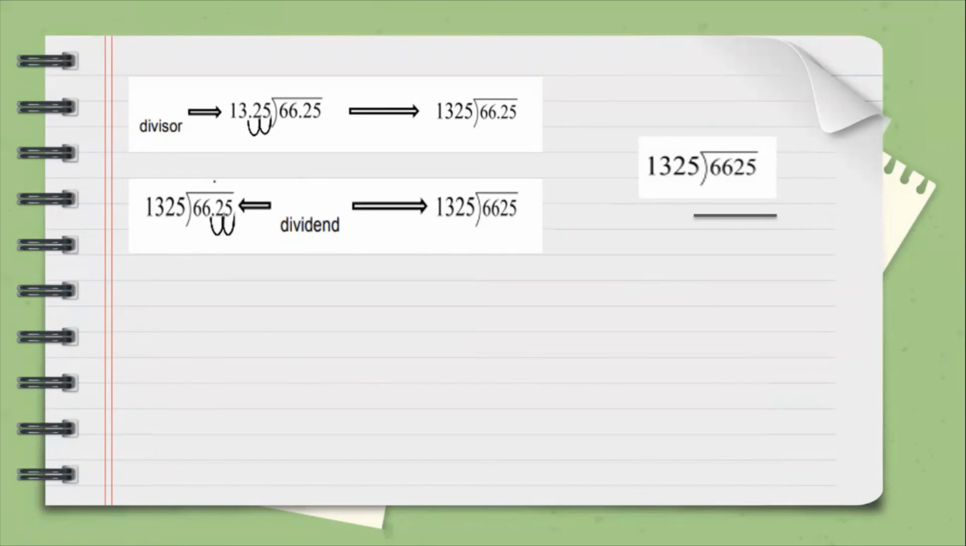So we have 6,625 divided by 1,325. Okay, so we have here 5. 5 times 1,325, the answer is 6,625, and 6,625 minus 6,625, the answer is 0. So therefore, Martha can make 5 packs of mangoes.